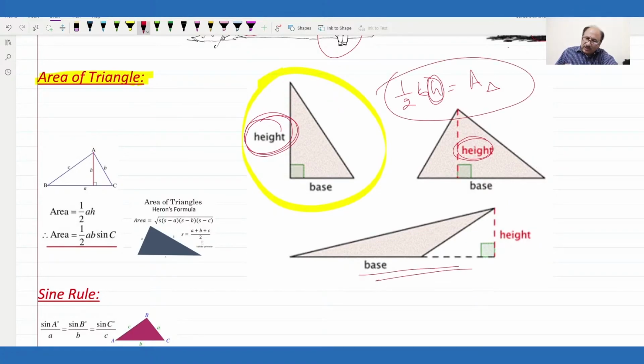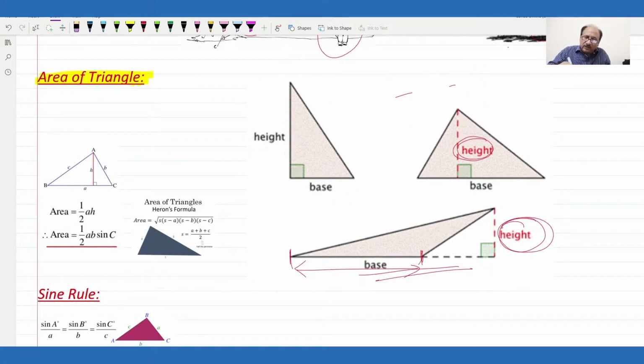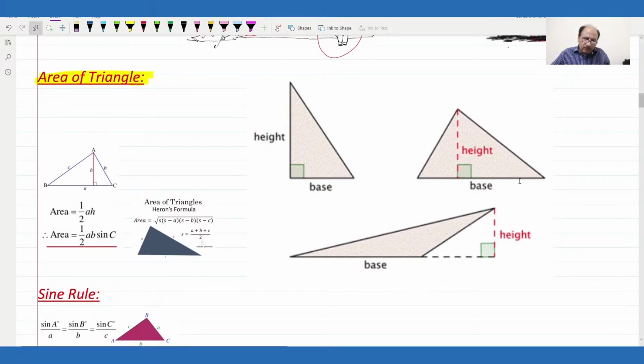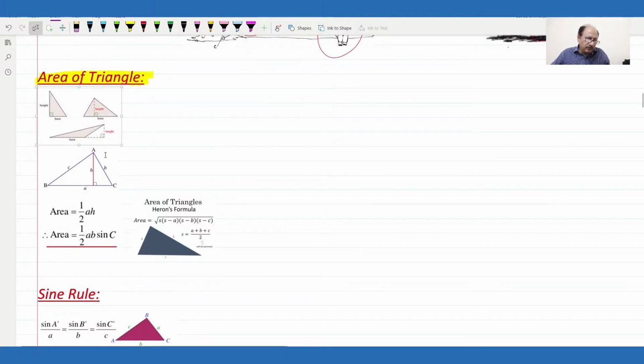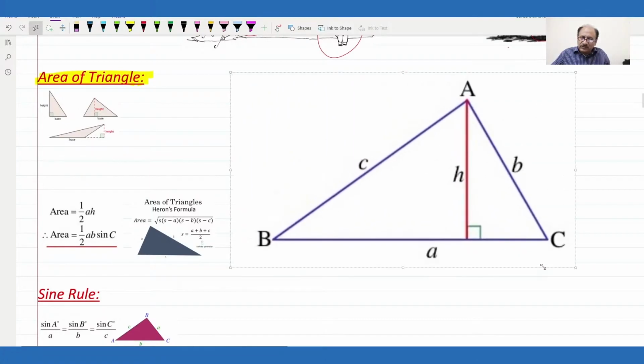And in this triangle, the perpendicular height is this one. So you will be taking this height, and the base will be from this to this one, so you will be taking this length. This is the situation for this type of triangle. We'll be applying half into base into height. Now another type of situation we can consider is this triangle.